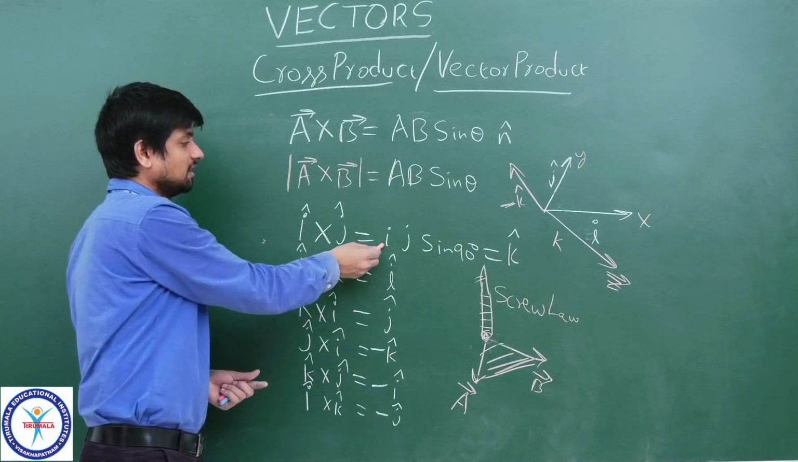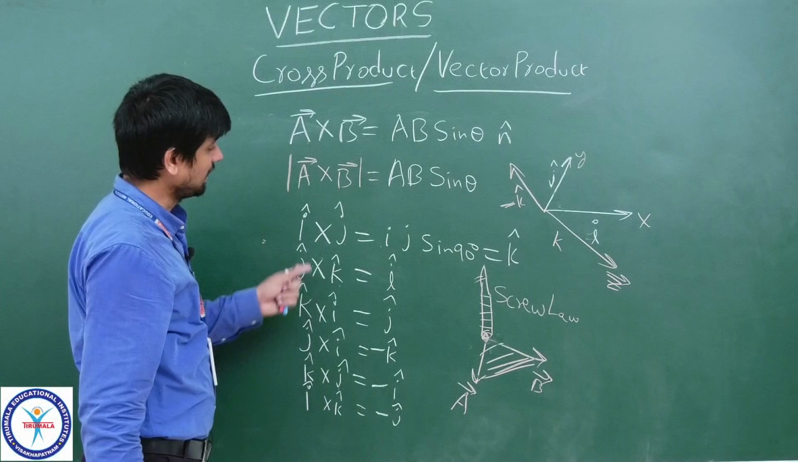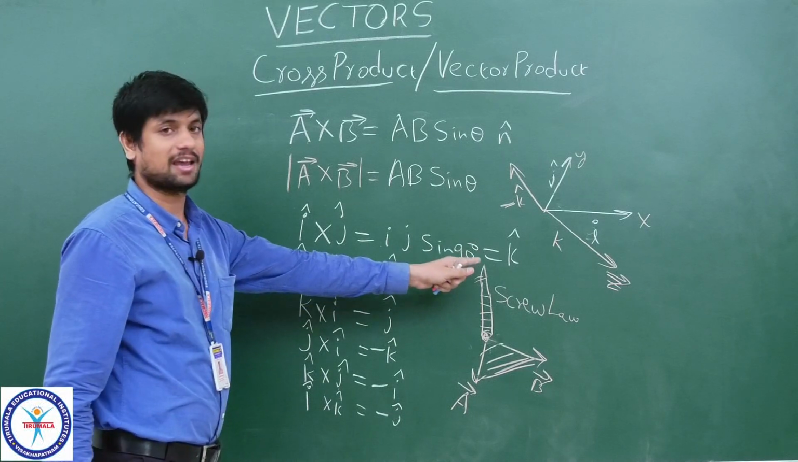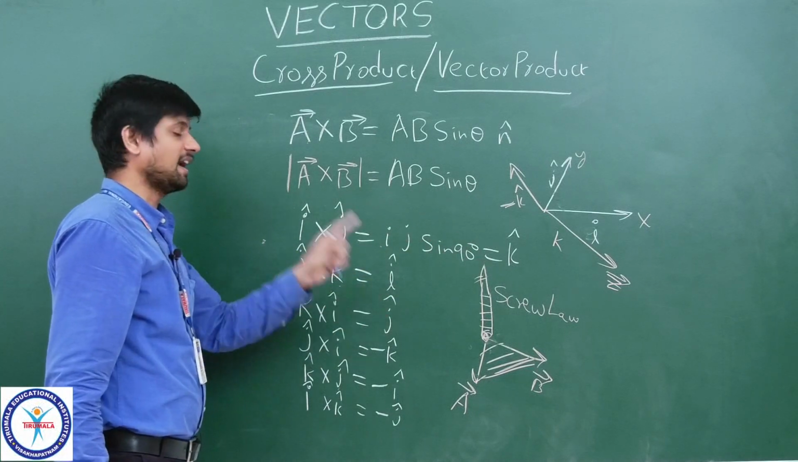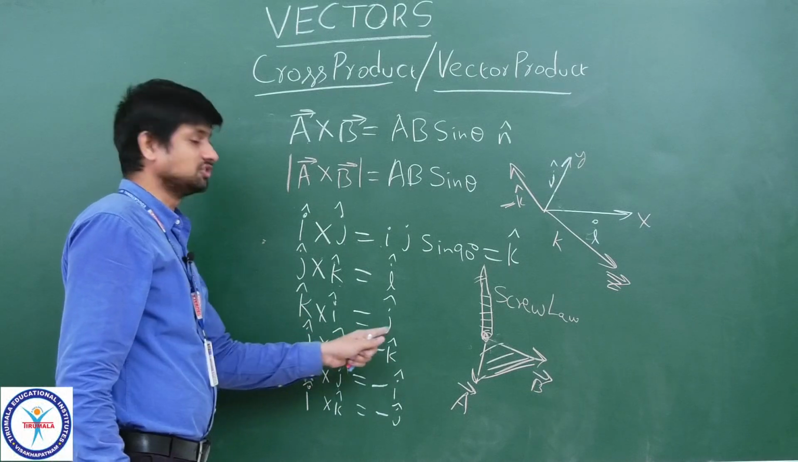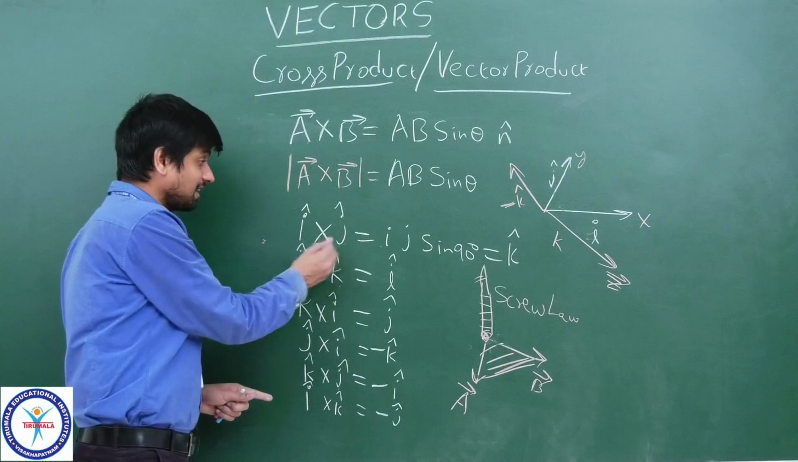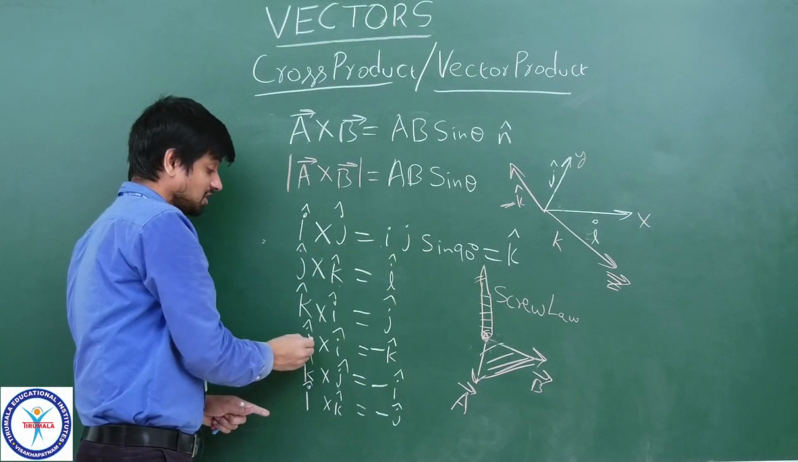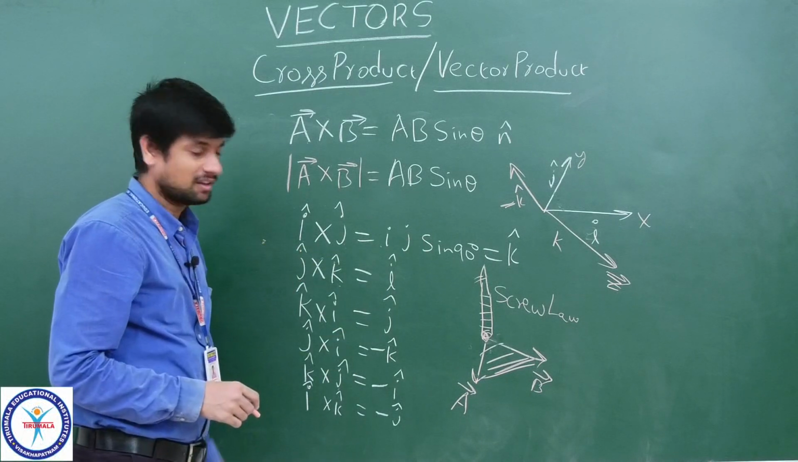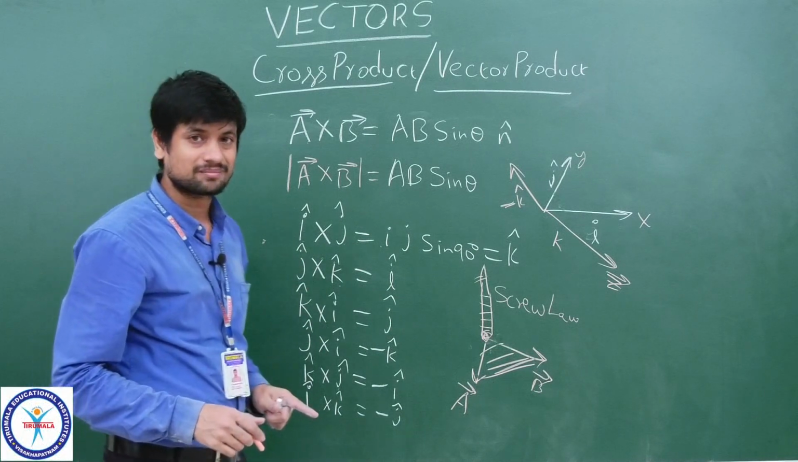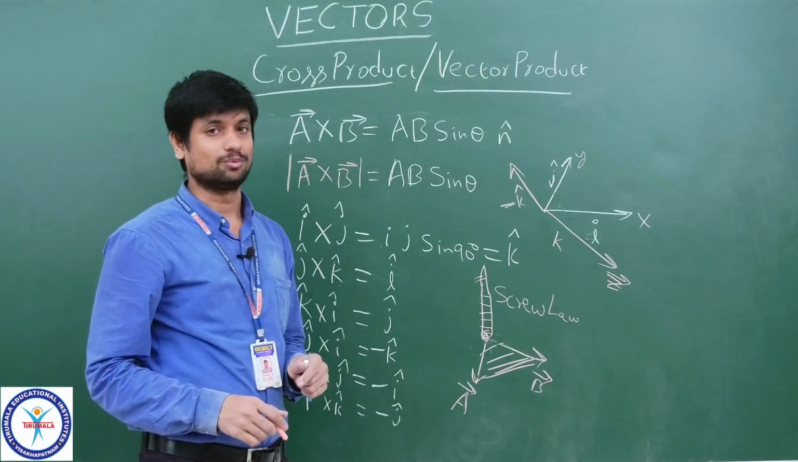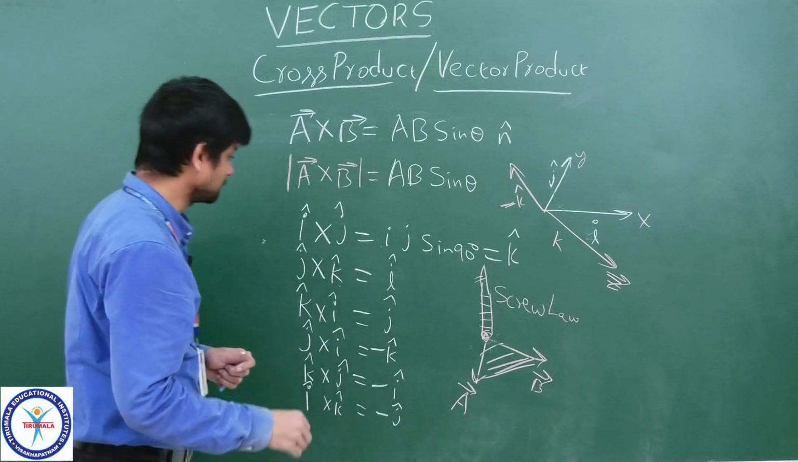X to y gives you i cross j, which is i j sin 90 k cap. j cross k gives i cap, k cross i gives j cap, j cross i gives minus k. See here, i cross j is k cap, j cross i is minus k. Are they commutative, children? Now are they commutative? No, anti-commutative.